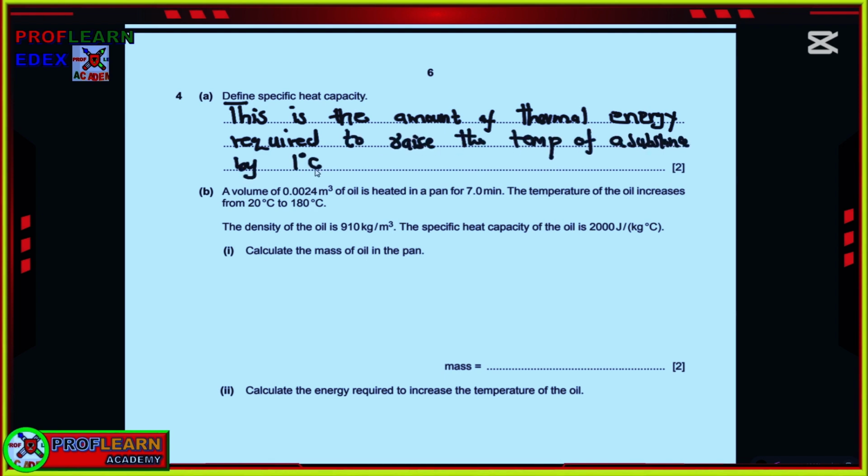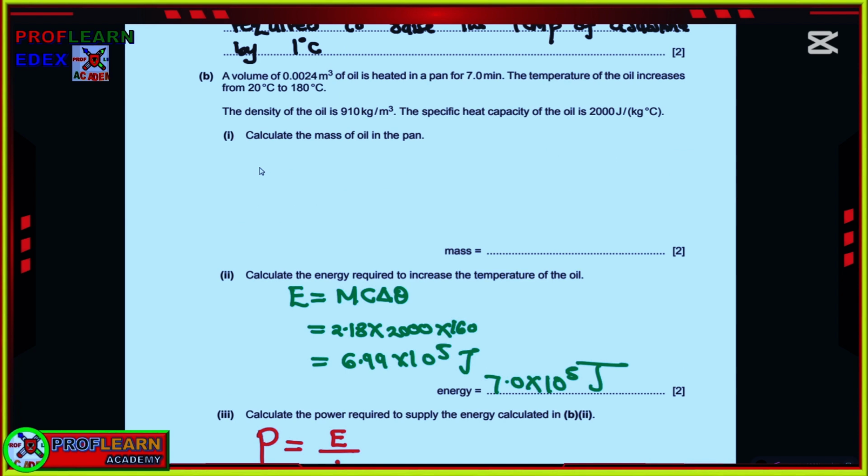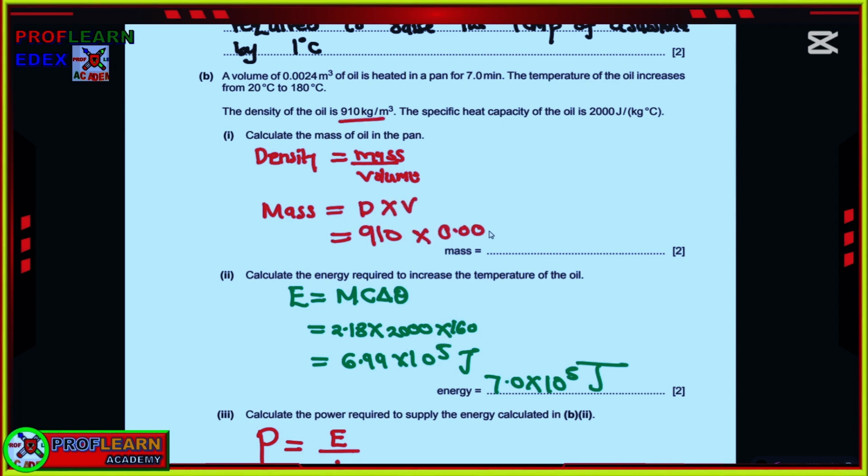Right, so the next part here, we're supposed to calculate the density. Remember, density equals mass over volume. Rather, we are finding the mass, but you use the formula density equals mass over volume, and mass can be rearranged so that mass equals density times volume. So if we substitute here, we're going to get our answer as 2.2 kilograms.